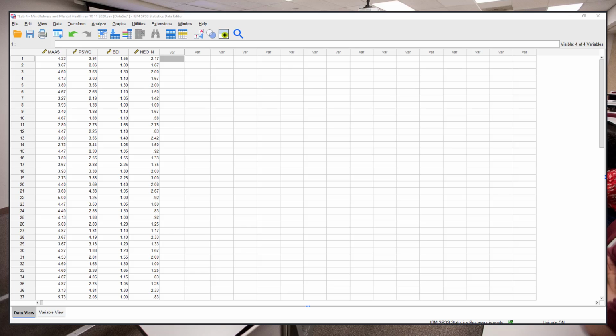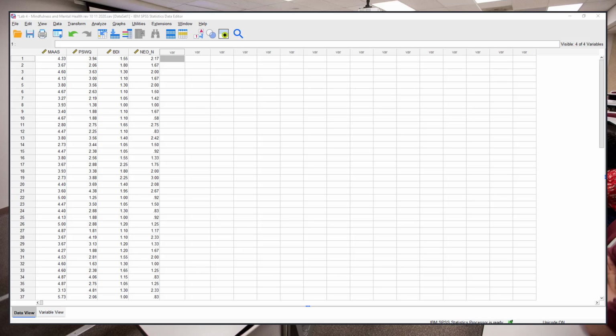So what I've done is I've pulled up our data set from last class on mindfulness and mental health. And what we're going to do is conduct a regression analysis between trait mindfulness, which is listed here as MAAS. That actually stands for the Mindful Attention Awareness Scale, and it assesses the frequency with which people enter into states of mindfulness during daily life.